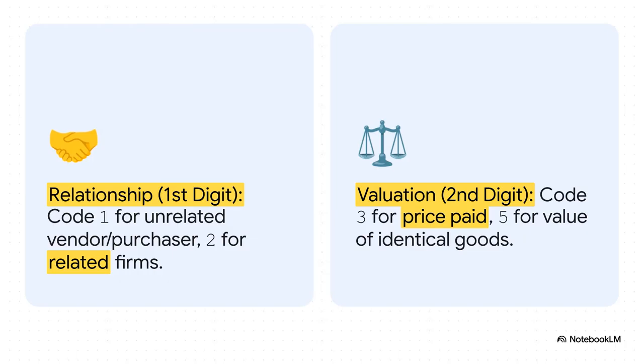Field 31 uses this really clever 2-part code to declare the value. The first digit tells customs about the relationship. Are the buyer and seller related companies? The second digit explains how the value was determined. Was it based on the price paid, or maybe the value of identical goods? It's all about being totally transparent.